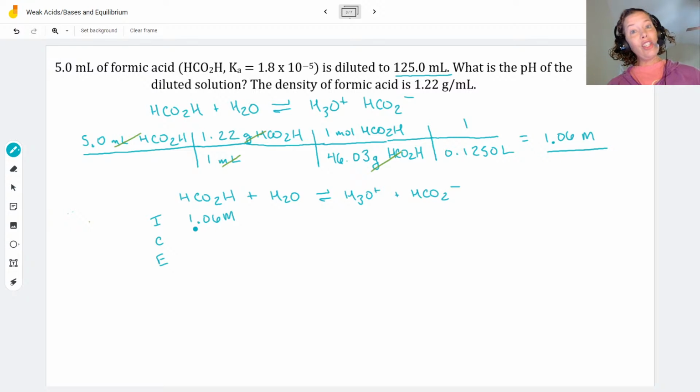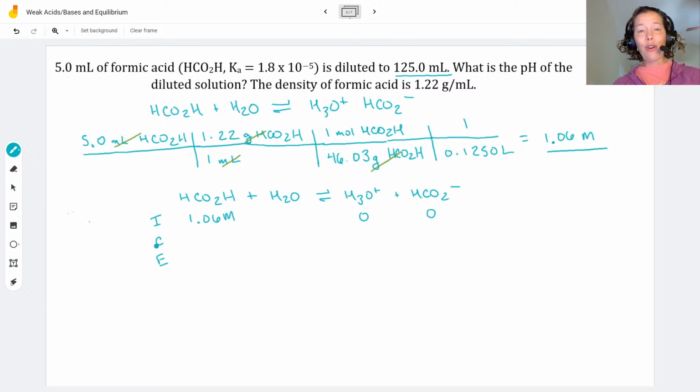Okay, now initially, how much hydronium do we have? Well, initially we assume that no forward reaction has taken place. So we have no hydronium and we also have no conjugate base at this point. So that is our initial concentration. That is our I. We put in our initial concentration of formic acid. Everything else is 0.